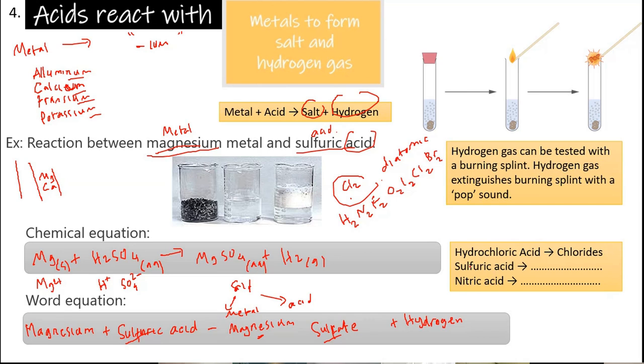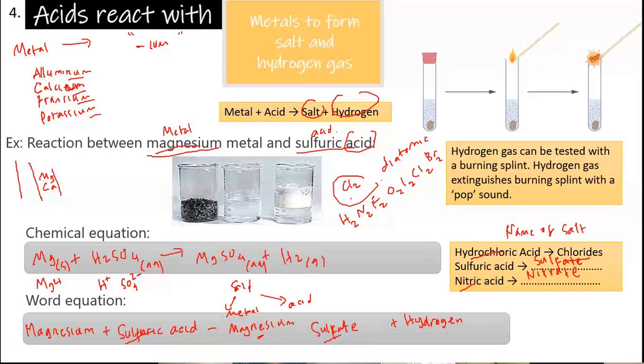When the acid is sulfuric, the name of the salt ends in sulfate. If we use hydrochloric acid, the salt is a chloride. If we use sulfuric acid, the salt is a sulfate. If we use nitric acid, the salt is a nitrate. Okay, any questions about the properties so far?